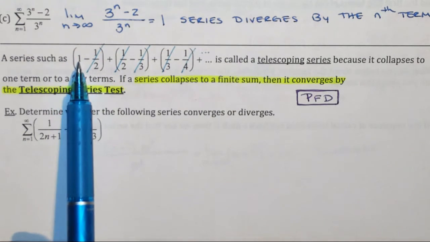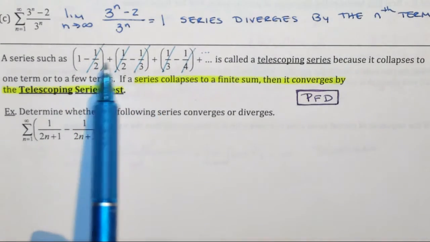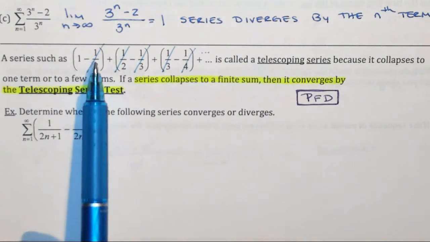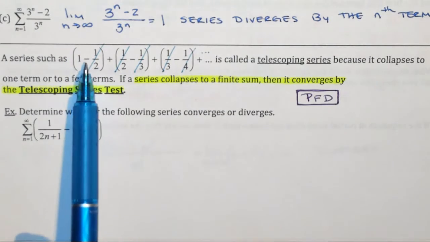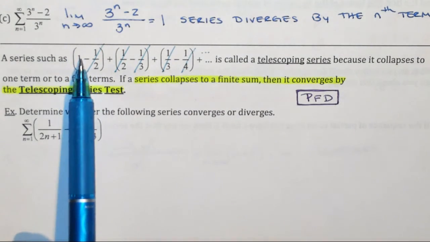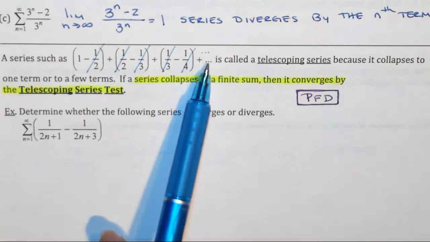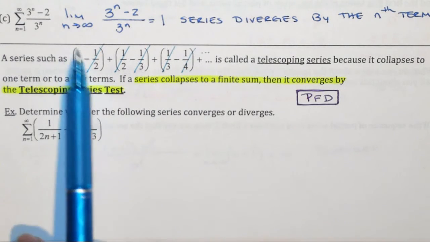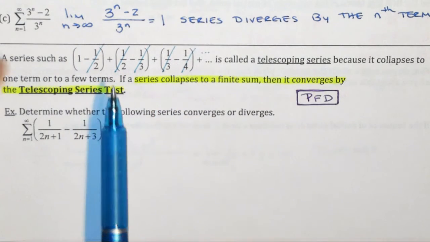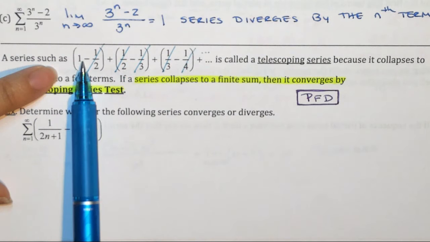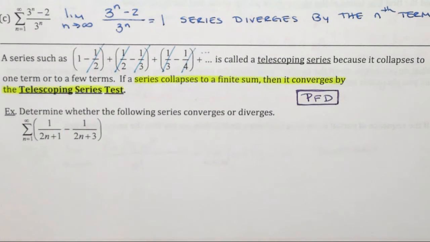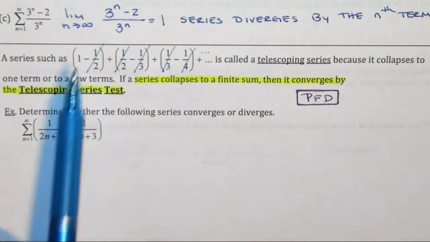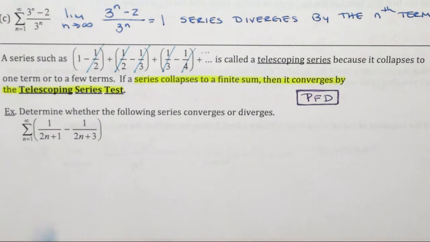It's not always like that. You might have to go a little while before you see a repeated pattern of things canceling. So make sure you see a repeated pattern and then you can cancel everything out and leave the terms that don't cancel. This series would converge to 1, but not all series will converge to just the first number. So be very careful when you're doing this.